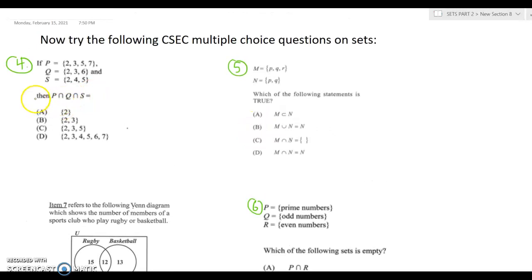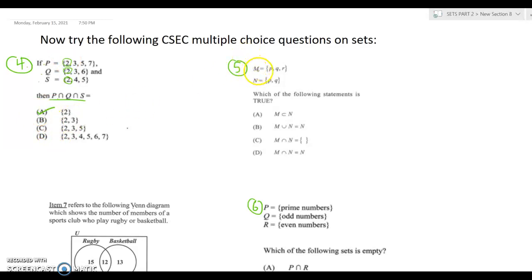Cool. So number 4, we have sets P, Q, and S. Then we want to find the intersection. Remember that symbol means intersect. The intersection of all 3 sets. What do all 3 sets have? Well, clearly they have 2 in common. So this one is pretty easy. The answer is E.